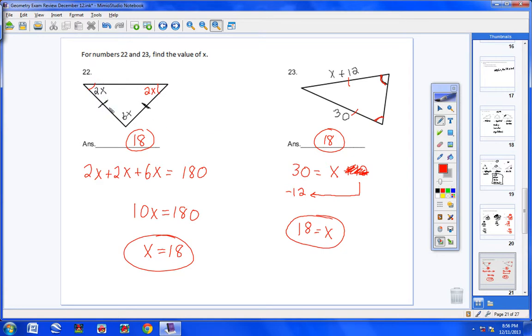So let's review again. When two sides are congruent in a triangle, their opposite angles are congruent. And when two angles are congruent, their opposite sides are congruent.